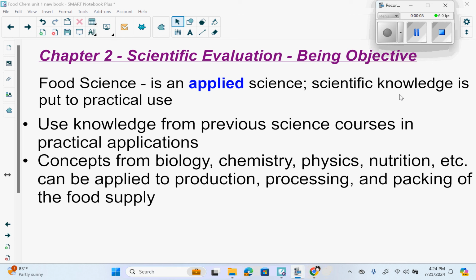This is Food Chemistry Unit 1, Chapter 2, Scientific Evaluation: Being Objective. Food science is an applied science. The scientific knowledge is put to practical use. So we use knowledge from previous science courses and practical applications. These are concepts from biology, chemistry, physics, nutrition, etc. They can all be applied to the production, processing, and packing of the food supply.